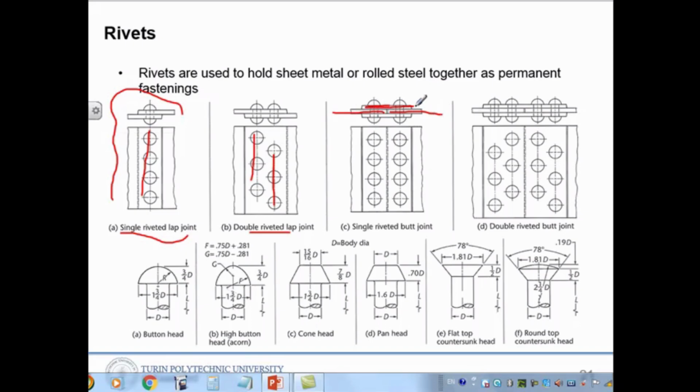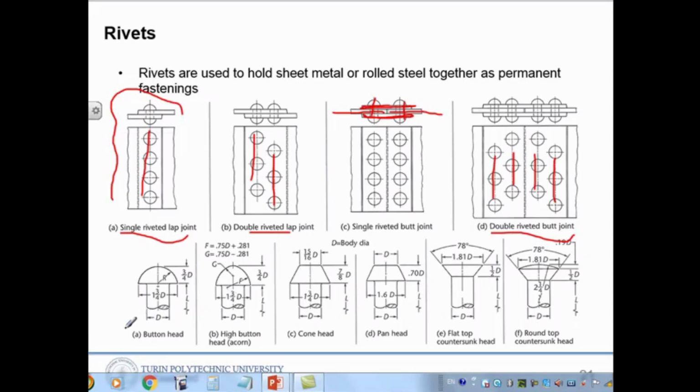But here we have an upper strap here, another strap here, another sheet, and then two layers like this. And double riveted butt joint, so here each side has double rows like this.